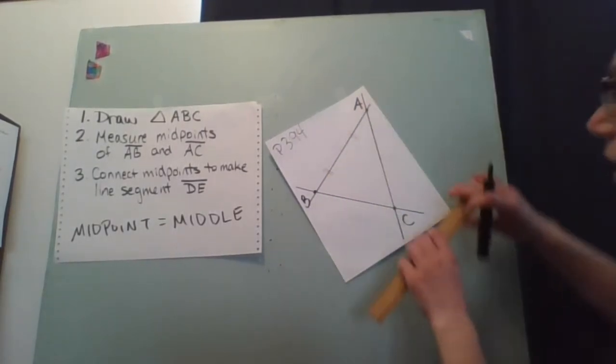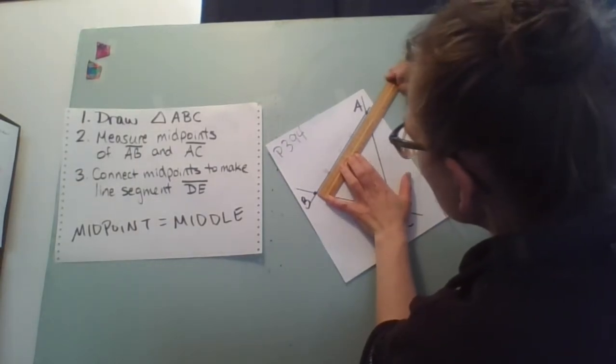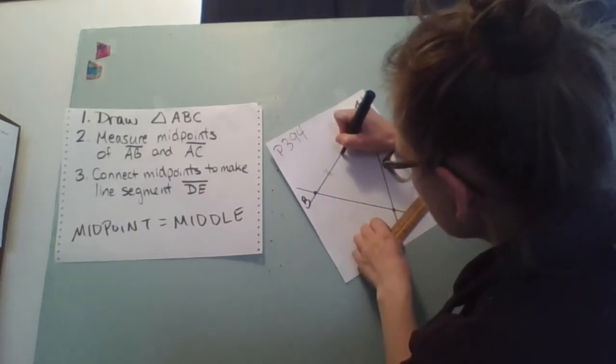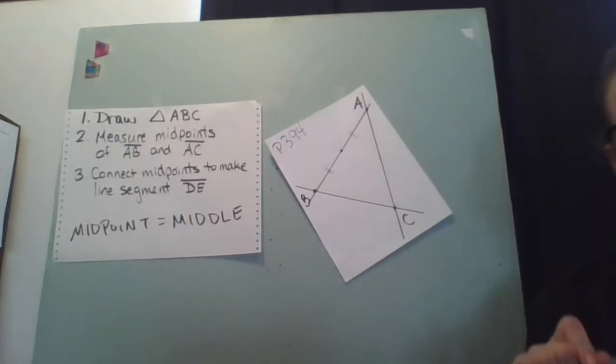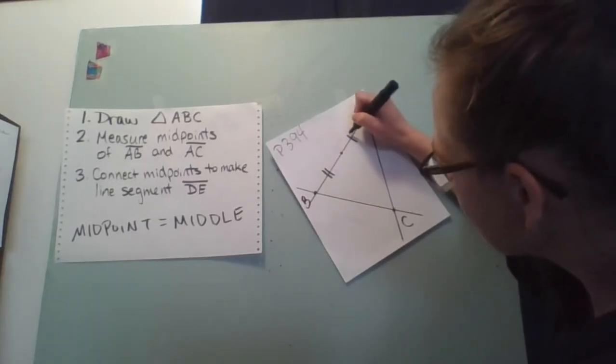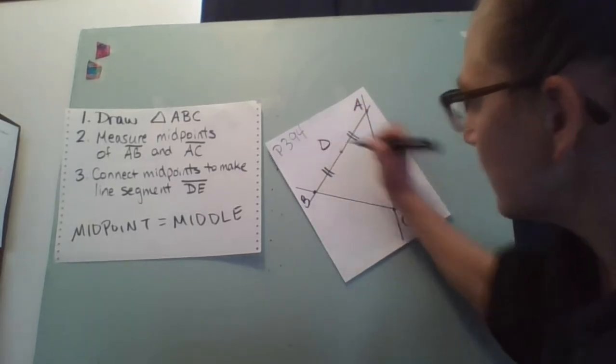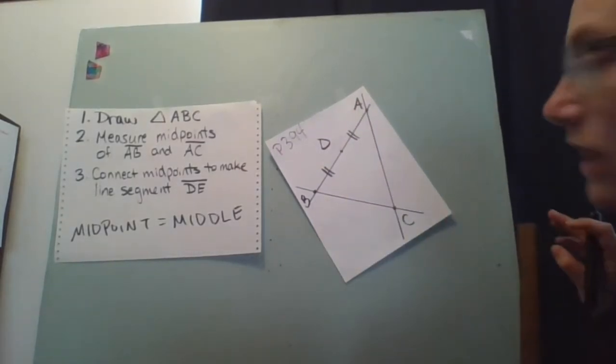So if I take my handy dandy ruler, let's see, 17.3, so the middle of that is 8.6. So there's one midpoint, okay? So that means it's exactly in the middle, and I'm going to label that D. And then I'm going to do this side.